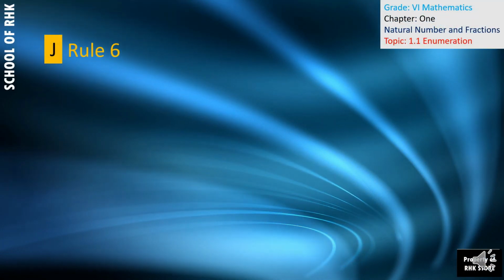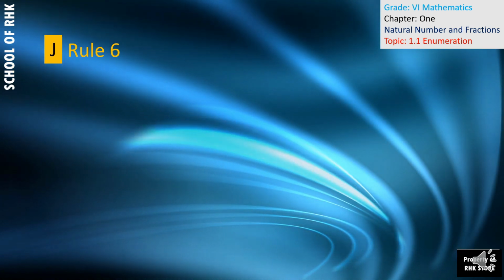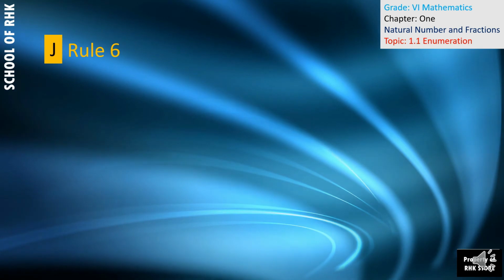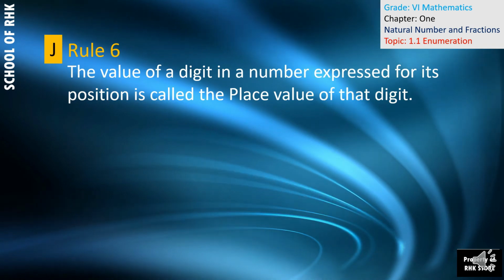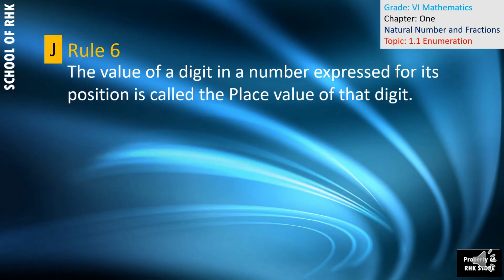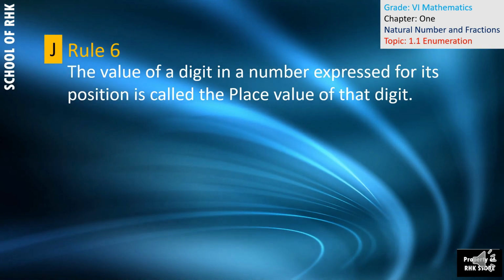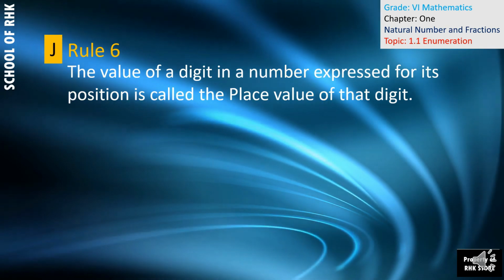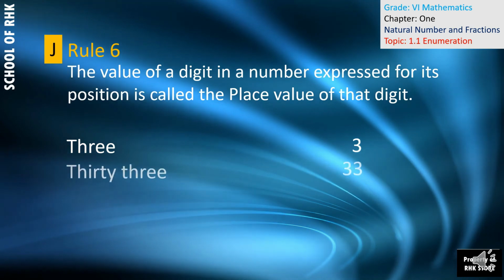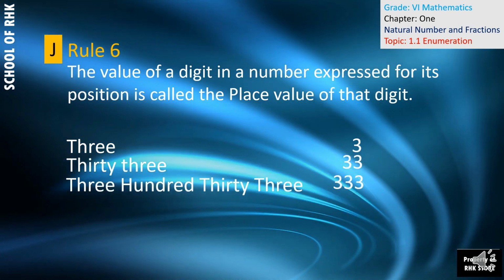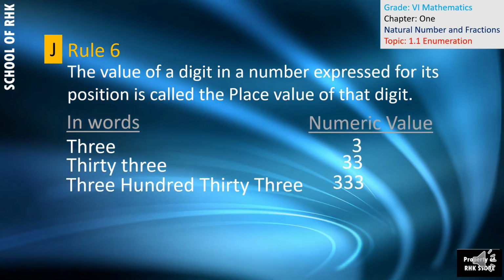Rule number 6. In the 10-based or decimal system, or the system of multiples of 10 number system, the value that a digit in a number expresses for its position is called the place value of that digit. The matter will be clear through an example. Let's assume we have three numbers. The three numbers are 3, 33 and 333. We will write the numbers first in words and then in digits.